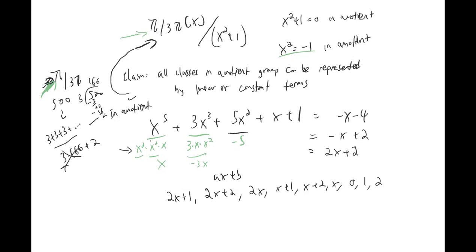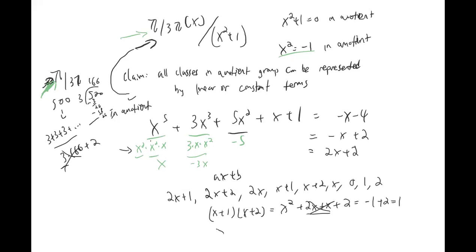Let me just convince you. x plus 1 times x plus 2, these are inverses. Why? Because this is x squared plus 2x plus x plus 2. This is 3x, and 3 in Z mod 3Z is 0, so that goes away. x squared is -1, so -1 plus 2. Indeed, it's 1. So these are inverses.